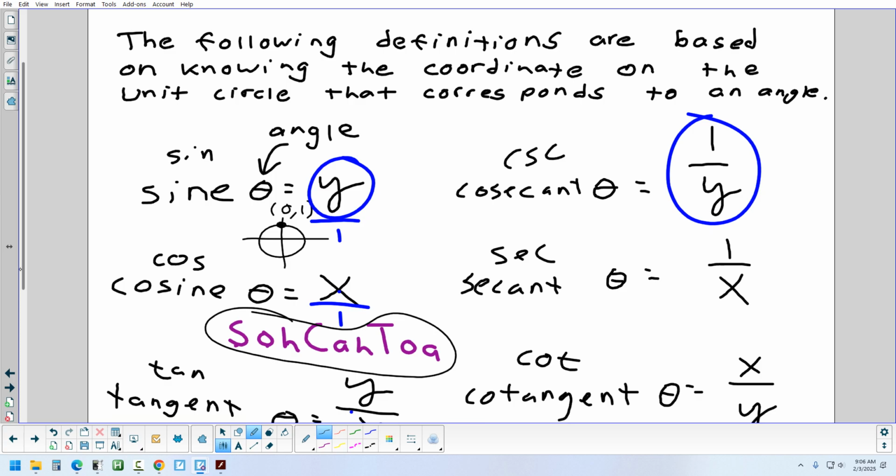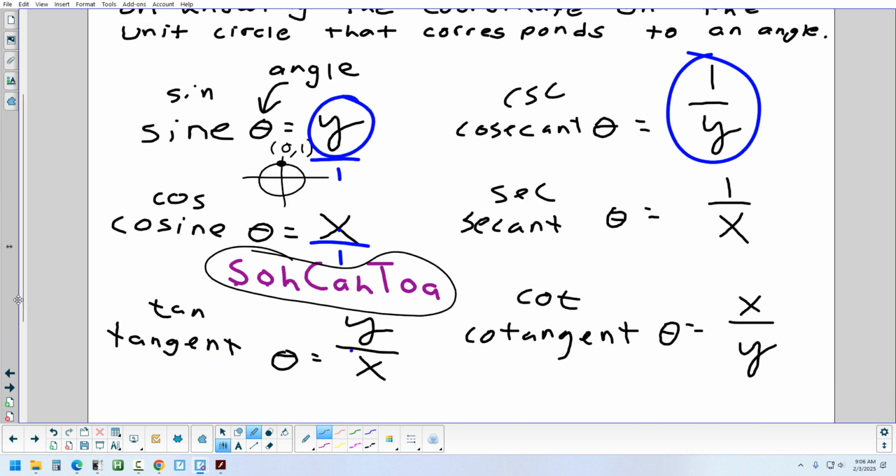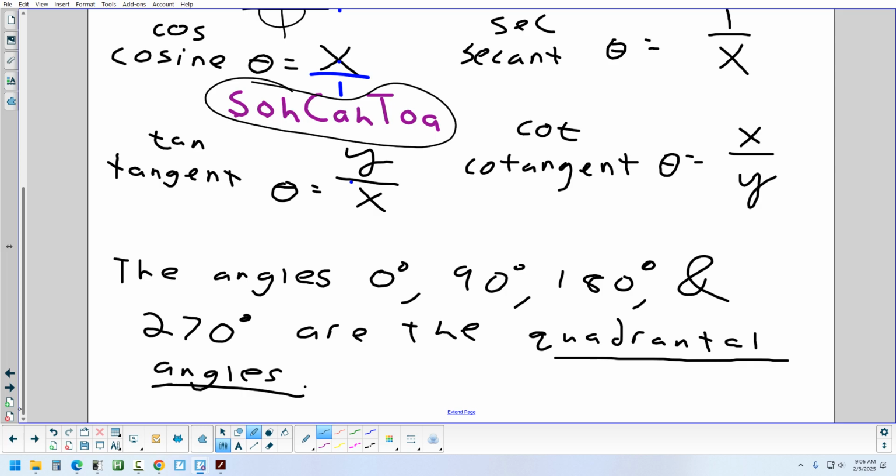But the important thing is, however you can memorize it, those are the 6 trig functions you need to know. Sine through cotangent. Now, the 4 angles that we've talked about already, 0, 90, 180, and 270, those are called quadrantal angles because they land on the axes. And the axes break everything up into quadrants.